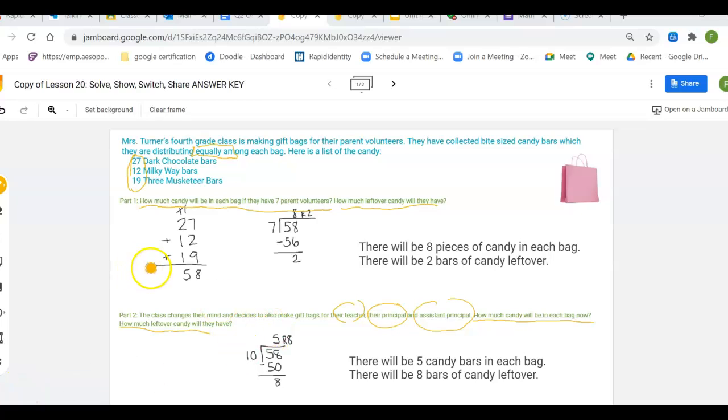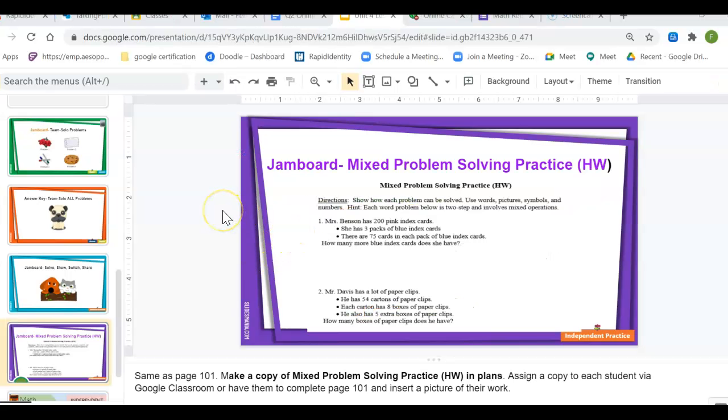So go ahead and compare your work to what I have here. If you need to make any changes to it, please go ahead and do so. Okay, so on our next slide, it's going to be your independent work. This is also going to be on a Jamboard, mixed problem solving practice homework. Now this is also on page 101 in your binder. So you're going to have a choice of solving it in the Jamboard, or you can work in your book on page 101 and solve these problems.